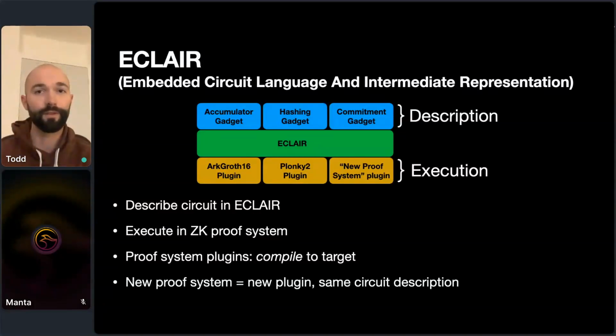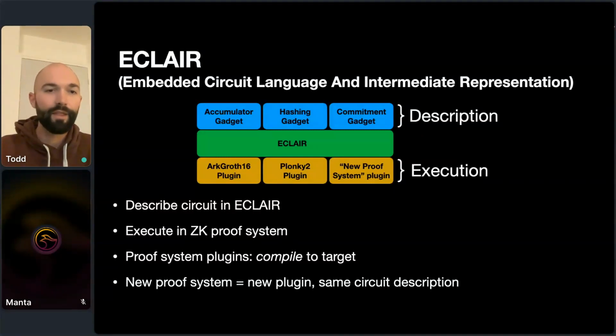One of the great advantages of writing your circuits in ECLAIR is the flexibility you have about which proof system to use. If you've written your circuit in ECLAIR and you want to use Groth16 as the prover, then you can use the ArkGroth16 plugin. Or if you decide that you'd rather use Plonk, perhaps you want to avoid the phase 2 trusted setup, you would use the Plonky2 plugin. And let's say that a new proof system comes along. Then we write a new plugin for that proof system, and we automatically get to start using all of our old gadgets that we described in ECLAIR in that new proof system.